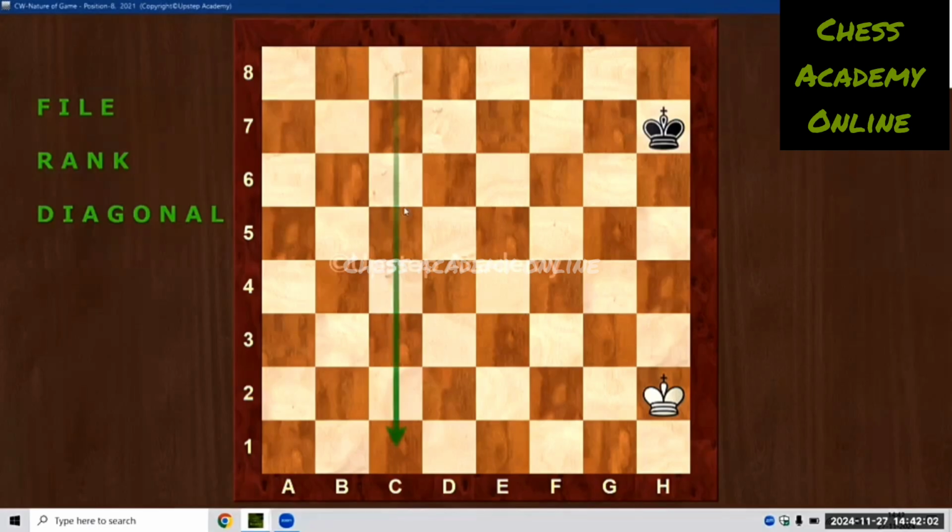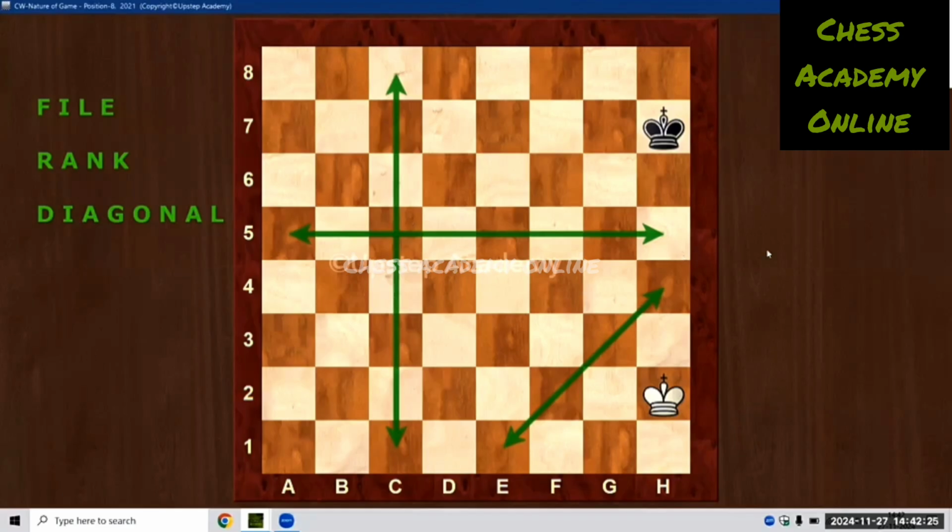So let's see the file. Standing lines are called files. This is the C file pointing at the letter. Next, the sleeping lines are called ranks. This is the 5th rank pointing at the number 5. And diagonals are touching the same color squares. Brown square diagonal, slanting line.